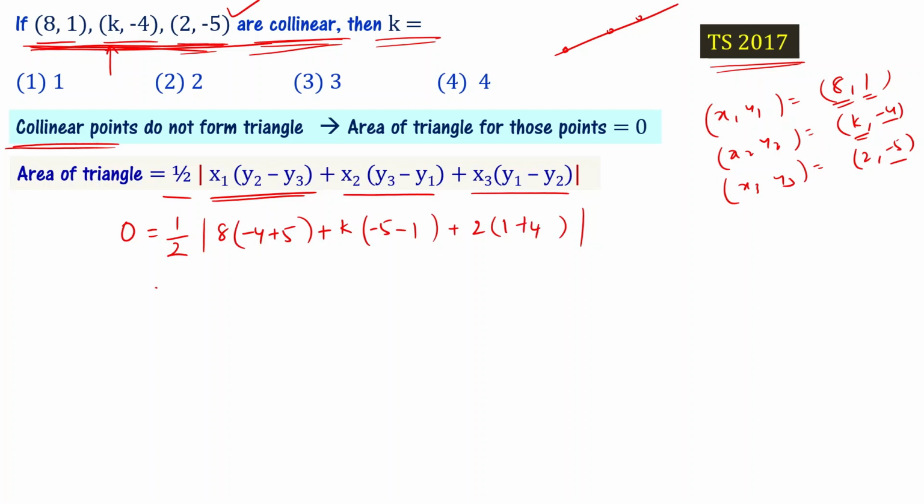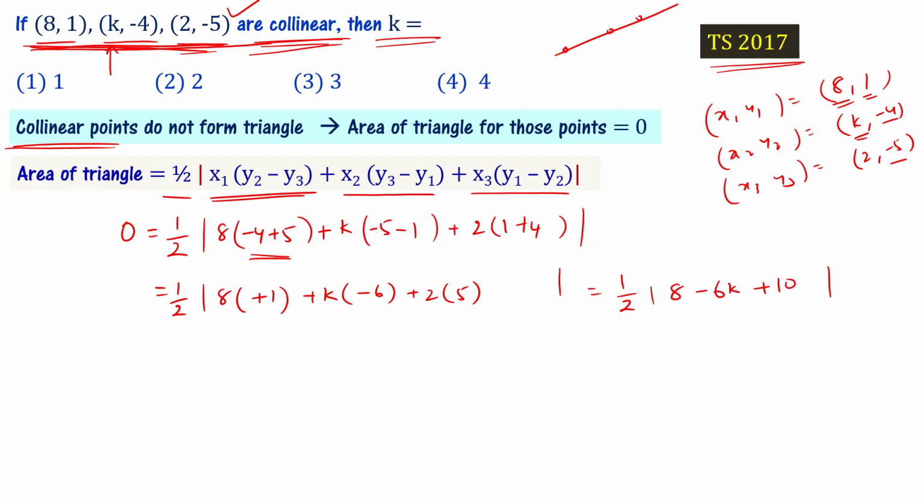Right? So now we can say half modulus of 8 times this is plus 1 plus k times minus 6 plus 2 times 5. Right? This can be written as half modulus of 8 times plus 1 is 8 minus 6k plus 10. Right? This is equal to 0.